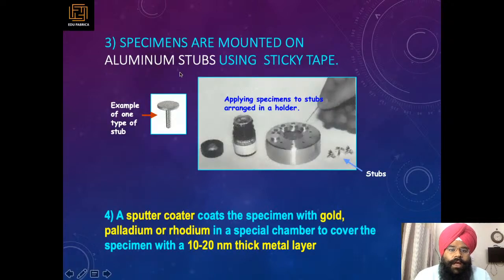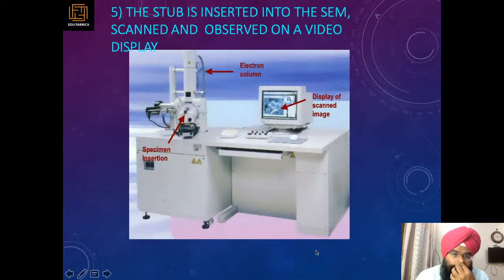Then specimens are mounted on aluminum stubs using sticky tape, with the stubs arranged in a holder. Then you sputter coat the specimens with gold, palladium, or rhodium in a special chamber to cover them with a 10 to 20 nanometer thick metal layer. The stub is then inserted into the SEM, scanned, and observed on a video display. SEMs are really big. In India, I think the Indian Institute of Science has these microscopes, and some IITs might have them. Not all institutes and not all universities have these microscopes.